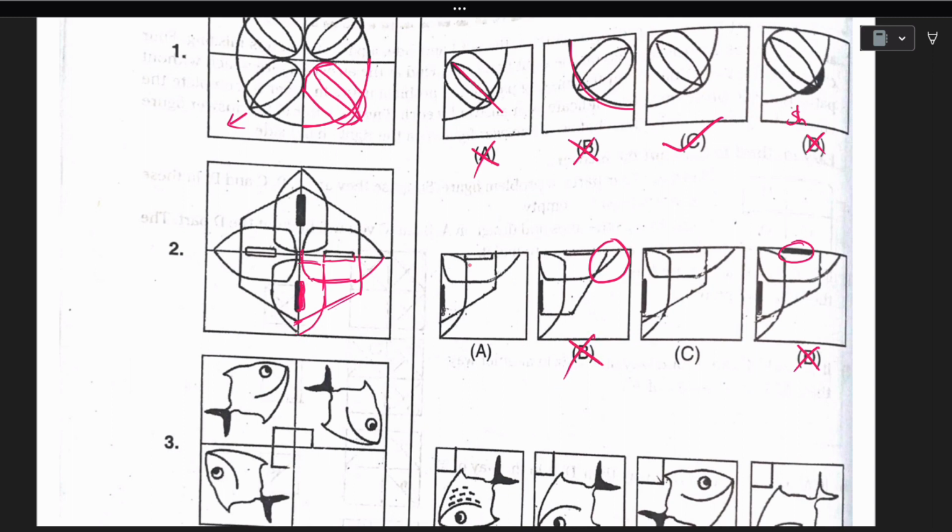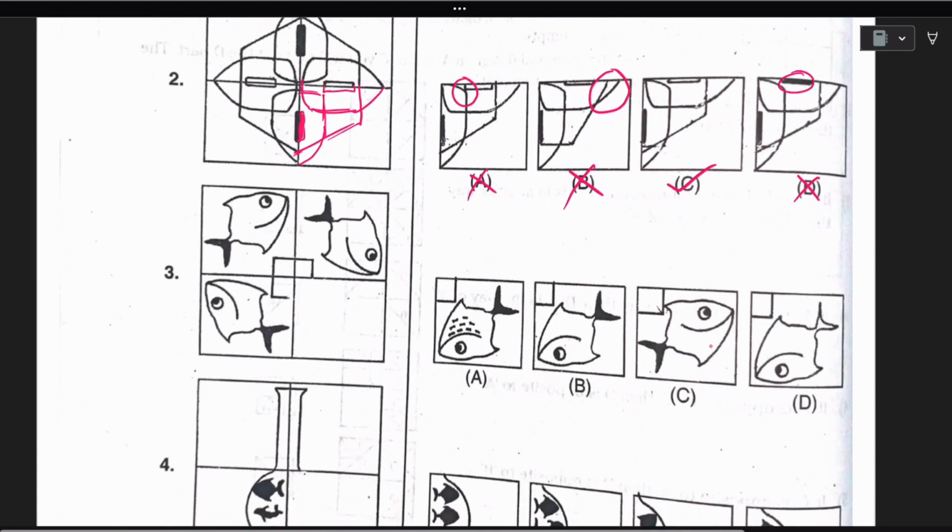And look at the other things. Here none of the figure and the box is touched anywhere, but here it is touching, so we will be eliminating A as well. Everything was fine and matching with C, so we will be selecting C as our correct answer.